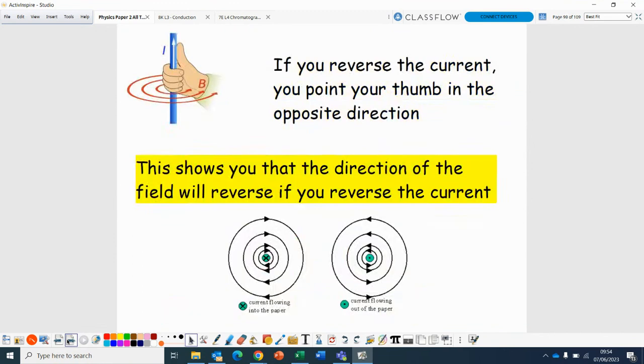If your pen is coming into the page, you will notice your fingers on top are pointing that way, as per these arrows. If your thumb is pointing towards you, coming out of the page, then your arrows will rotate. Magnetic fields are circular when looked from above down a wire.